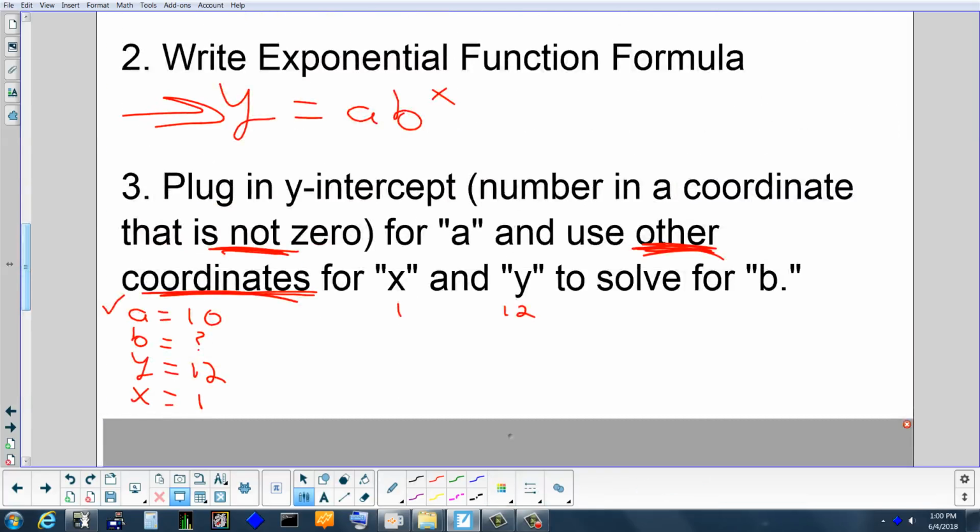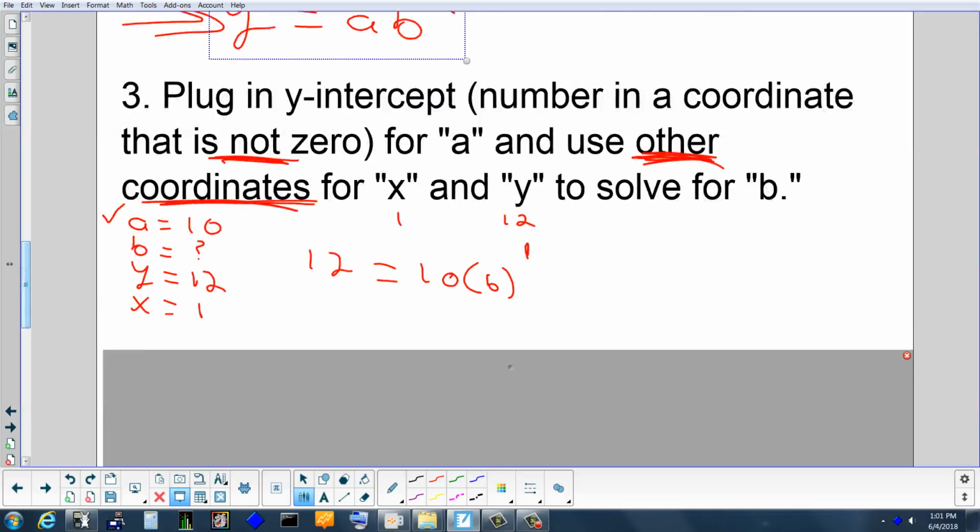So Connor, what am I going to plug in for Y? 12. Y is 12. So 12 equals, next thing I need is A. Ginny, what am I going to plug in for A? 10. 10. So A is 10 times B, I don't know. Now X. Gemini, what am I going to fill in for X? 1. 1. Nice. So now here I have B to the first power. What's B to the first power? B. B. Anytime you raise something to the first power, it doesn't change it.